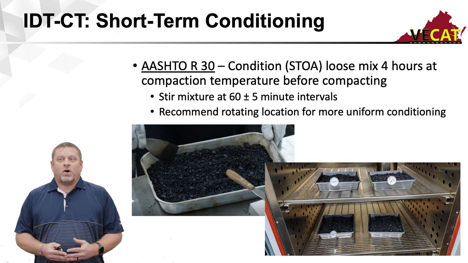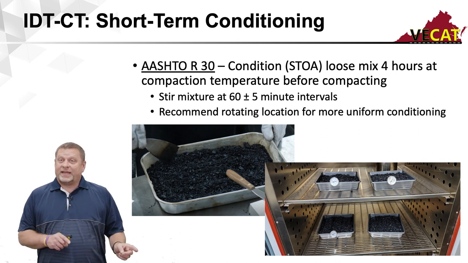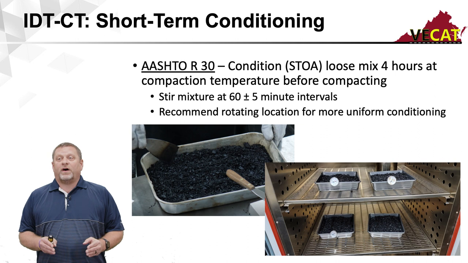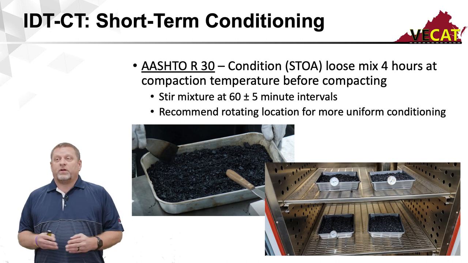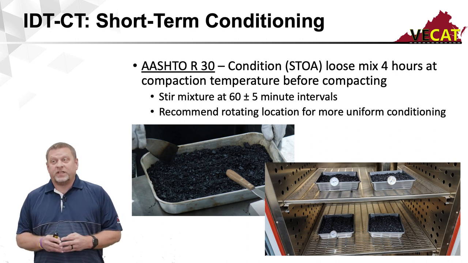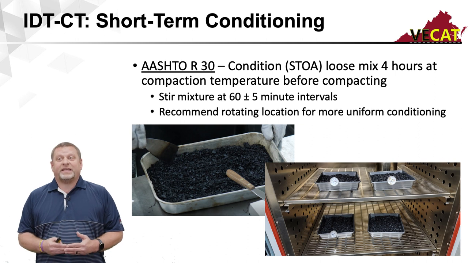We talked about H2R30 for the short-term oven aging, where you condition your loose mix. For the IDT CT, we're going to follow the special provision, and we're going to condition it for 4 hours at the compaction temperature. During this time, we will be stirring the mix in 60-minute increments.